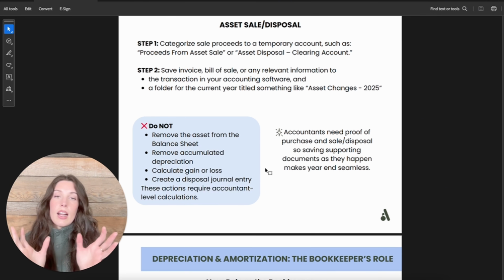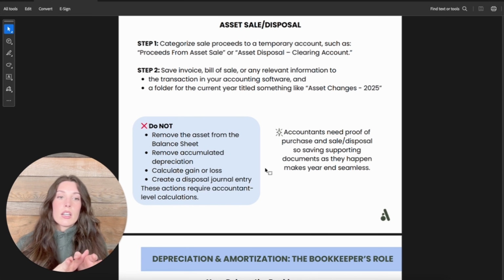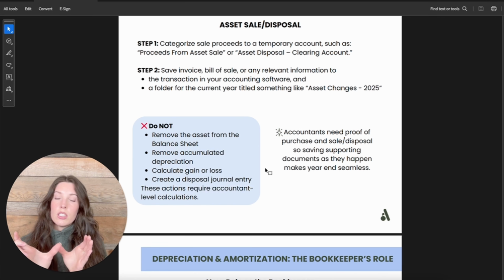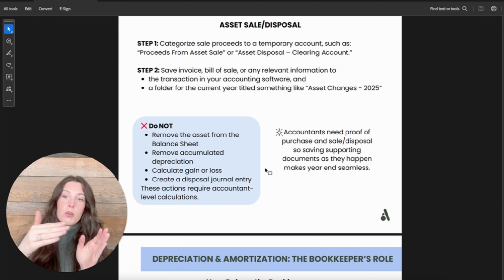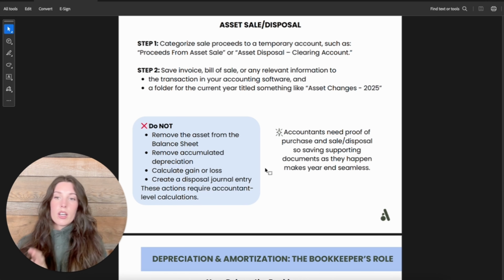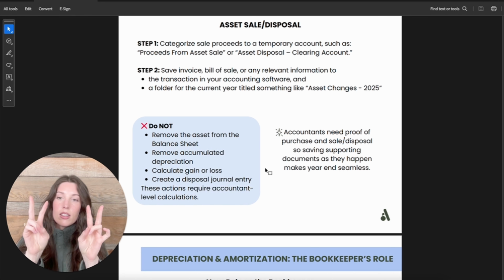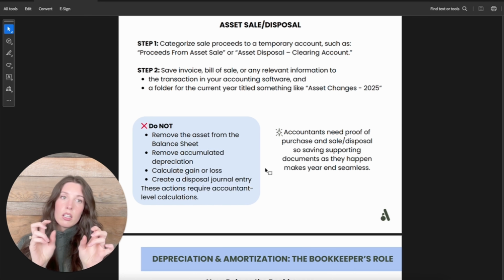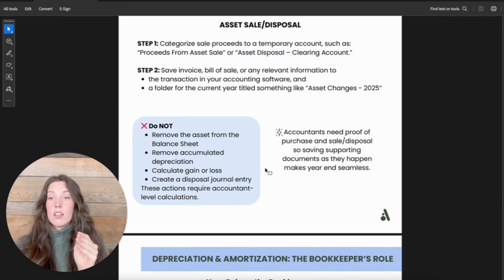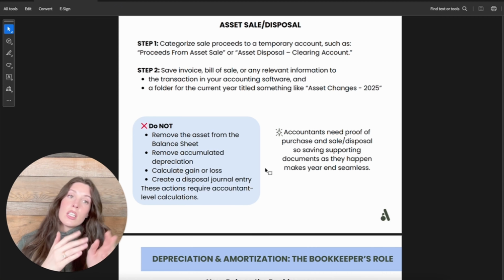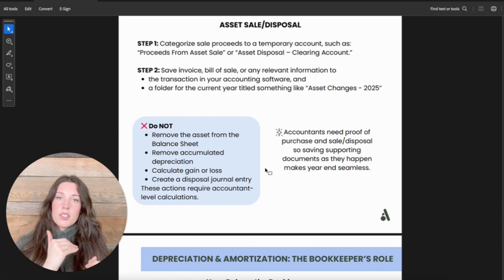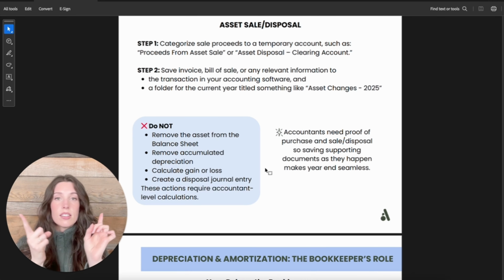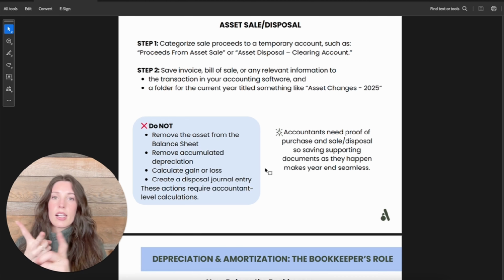So when an asset is sold partway through the year, there's accumulated depreciation through the first part of the year that hasn't been recorded yet. So when the accountant actually records the gain or loss on sale, they're going to have to first calculate the first part of the year's depreciation and then factor that into the calculation. That's why all you're going to do is save the documentation and categorize the proceeds.